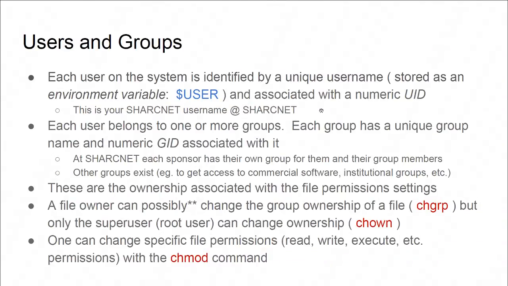And on a Unix-based system, each user can belong to one or more user groups. So in the same way that a user has a unique identifier, groups do as well. One thing to notice is that at Sharcnet, each sponsor has their own group for themselves and their group members, and we have other groups that exist. So for example, to access commercial software, there are institutional groups and whatnot. So you can be part of one or more groups.